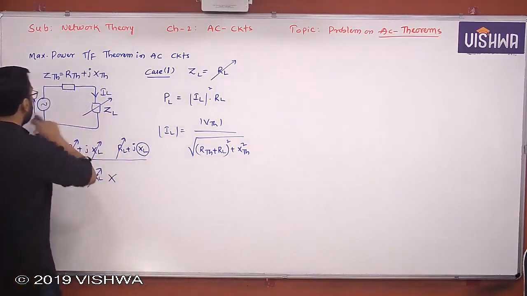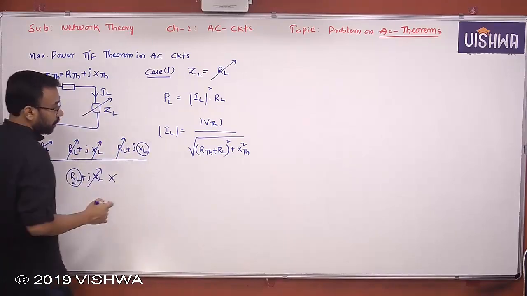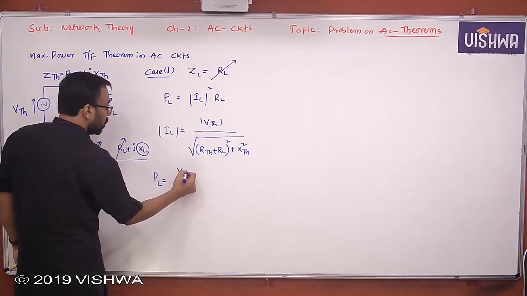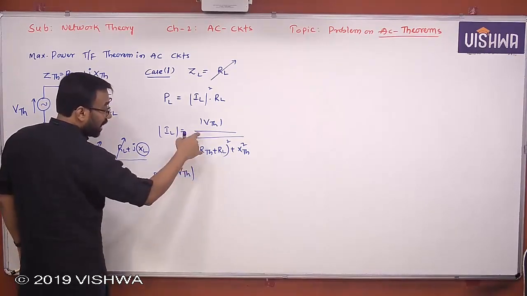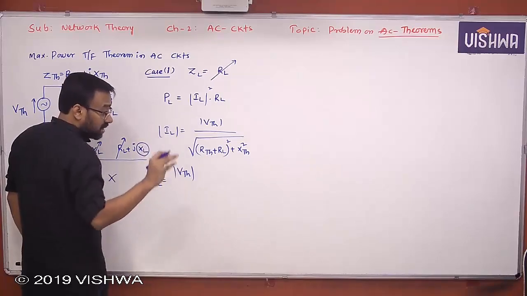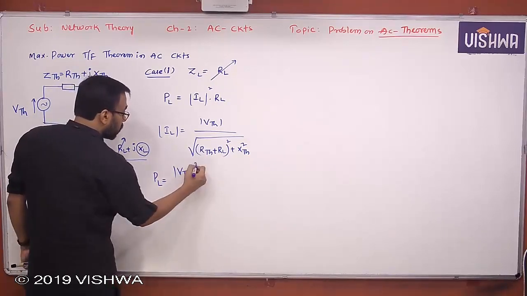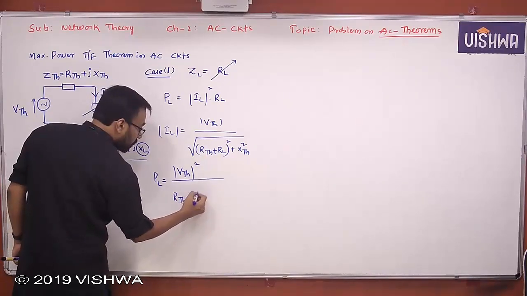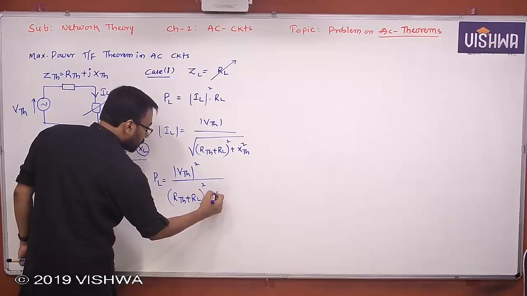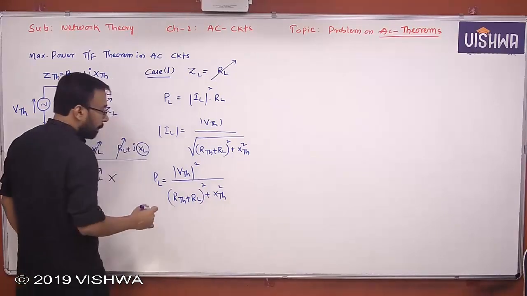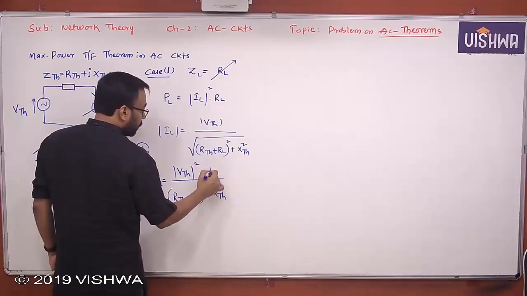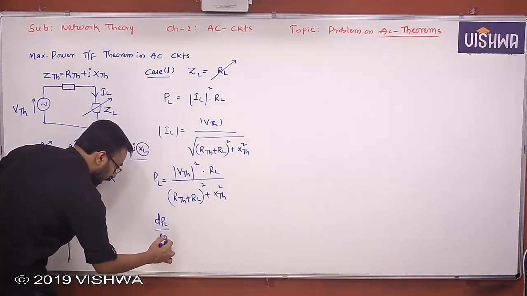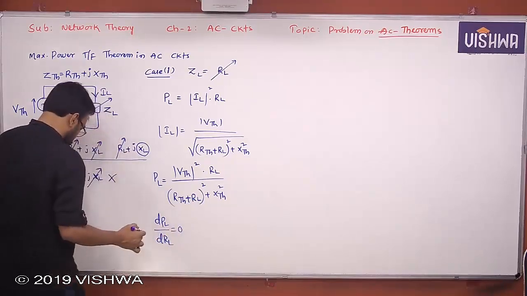Yes or no, all of you? Okay. So total voltage by total impedance, but I'm just dealing with the magnitude. If you substitute here, then the total power PL is expressed in terms of only RL, which is a variable. The remaining are constant because VTH and RTH are constant. So PL equals VTH square by (RTH plus RL) whole square plus XTH square, into RL. Now dPL by dRL is equal to 0.